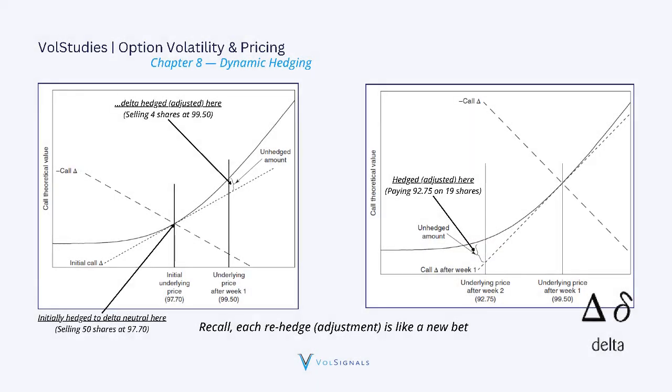Now, here's just another way of looking at your hedge adjustments. Remember, each one is like a new bet. The image on the left shows you that initial starting price, and then what happens after week one when the market moves to 99.5 for our stock. We become unhedged and have to sell an additional 4 shares at 99.5 to close this gap. Moving over, we see what happens when we go from week 1 to week 2. Price drops considerably and requires us to buy 19 shares to close this much larger gap.